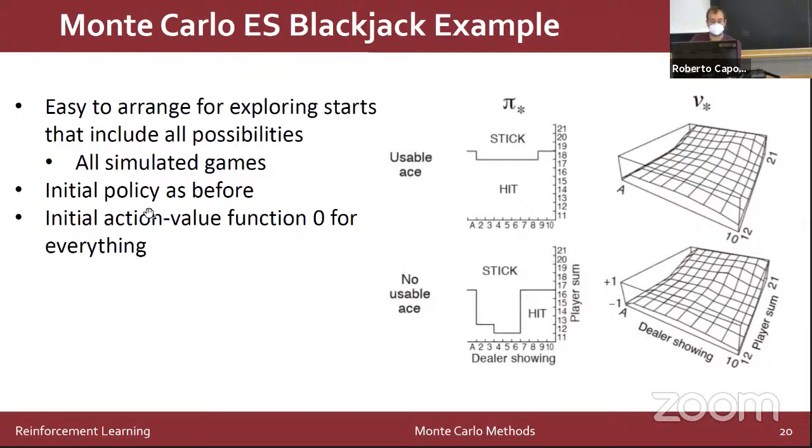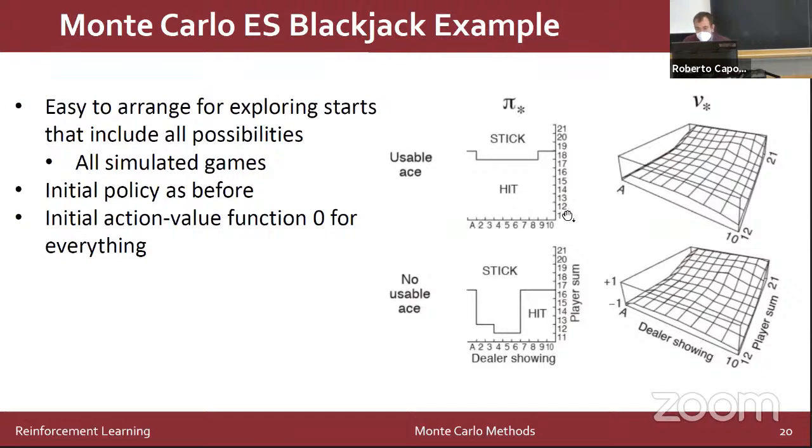So we initialize our initial action value function at 0 for everything. And then by following this loop, where we do policy evaluation as we did before, and policy improvement by taking the argmax, and using exploring starts, we see that our optimal policy is the following when there is a usable ace, okay?